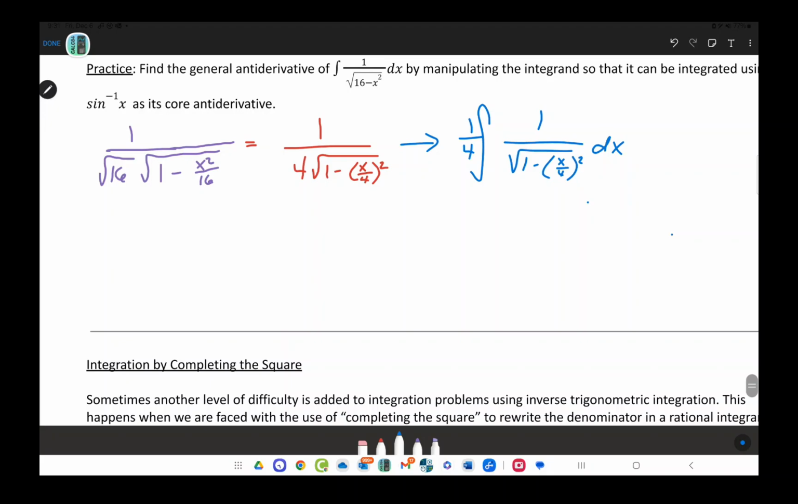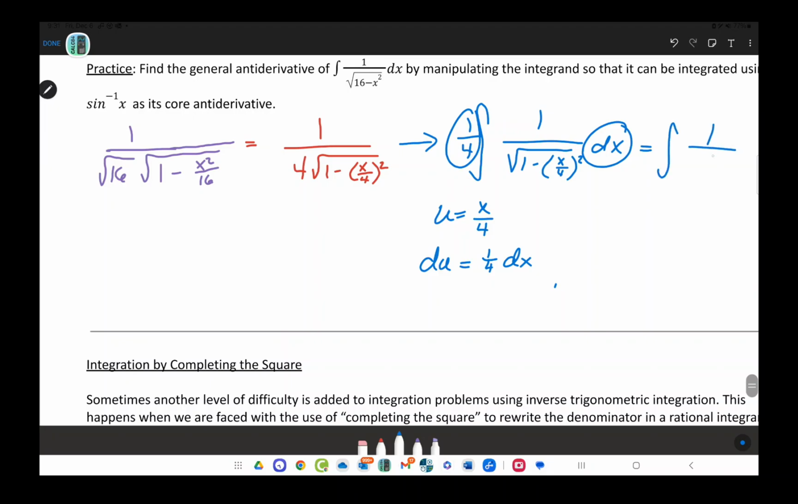So once we have it set like that, what do we do? Use substitution. U is x over 4, which means du is 1/4 dx. So we have a 1/4 dx, so we're good. So we have the integral of 1 over the square root of 1 minus u squared du.